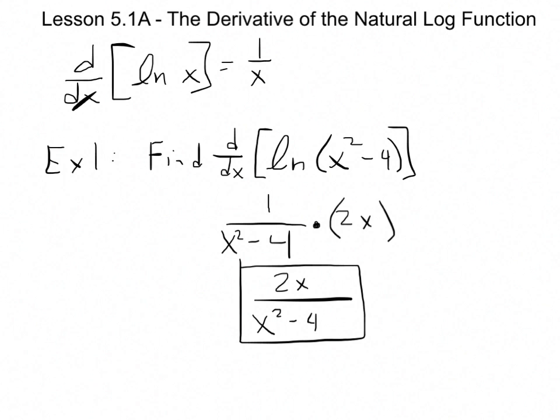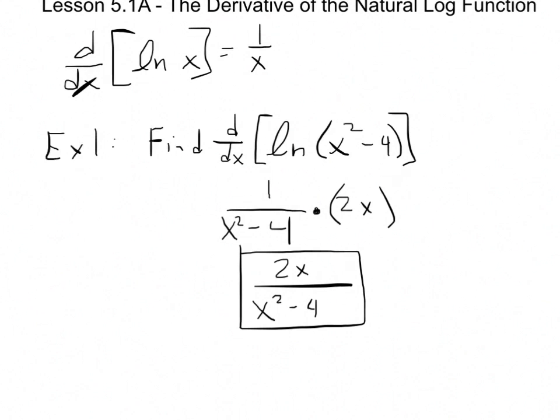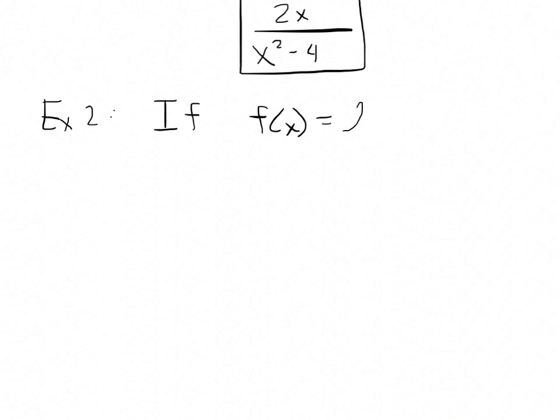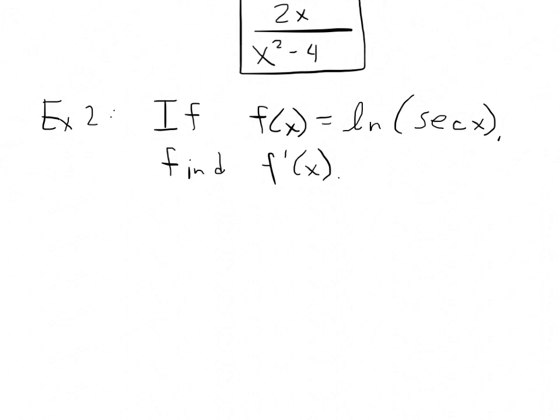So that was an example of me using the derivative of natural log in conjunction with the chain rule. Right. Let's move on to another example of this. In example 2, I could say if f of x equals, now let's see here, I had the natural log of secant x. Right, I want us to find f prime of x.